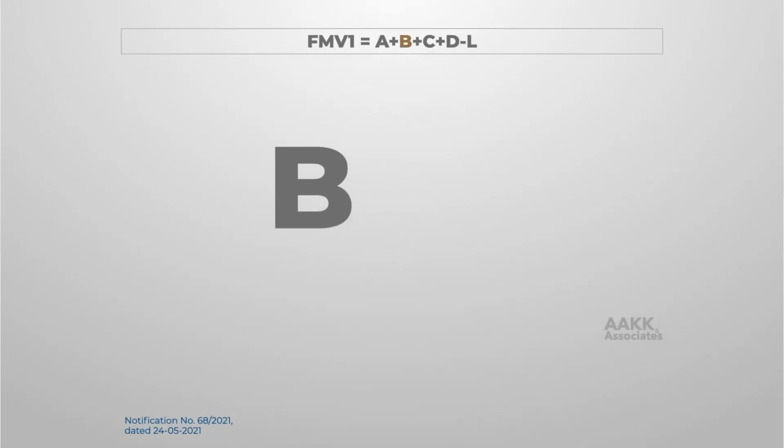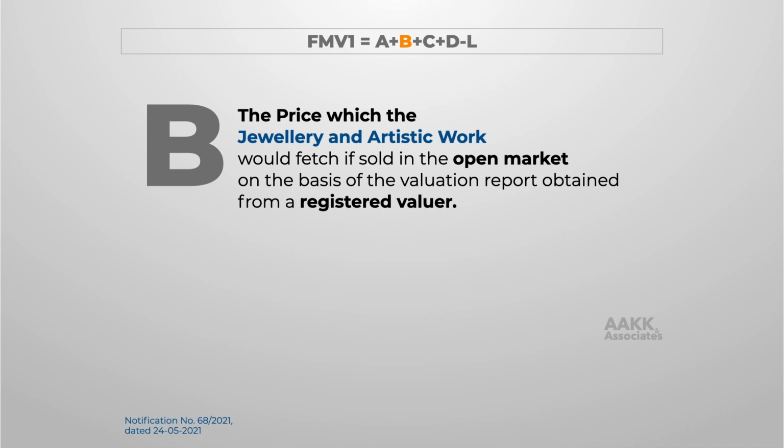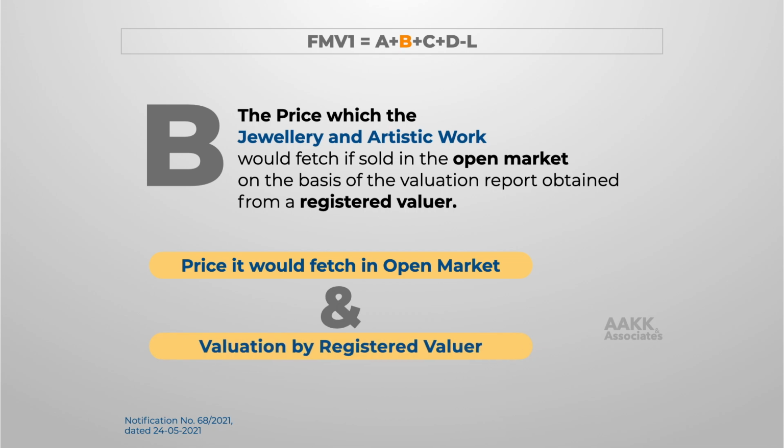Component B. Component B is the price which the jewelry and artistic work would fetch, if sold in the open market, on the basis of the valuation report obtained from a registered valuer. These are the key points connected with Component B. 1. Price it would fetch in open market, and 2. Valuation by registered valuer.